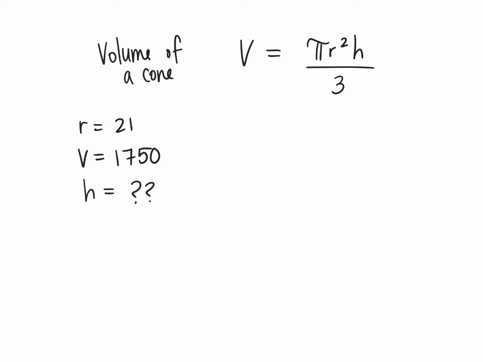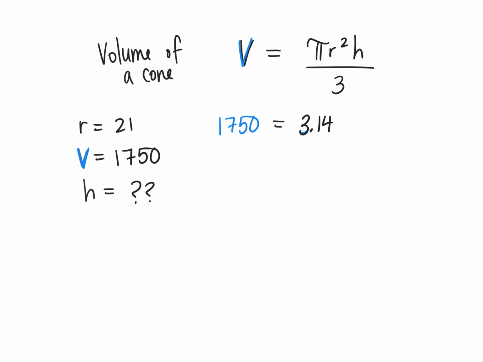Okay, so let's look at our formula, and let's figure out which variables we can replace. Which variables do we have the values for? Well, we know that the volume is 1,750. So instead of writing volume is equal to, I'm going to replace the variable v with the value of the volume. Next, we have pi times r squared. Now, for this question, I'm going to round pi to 3.14.